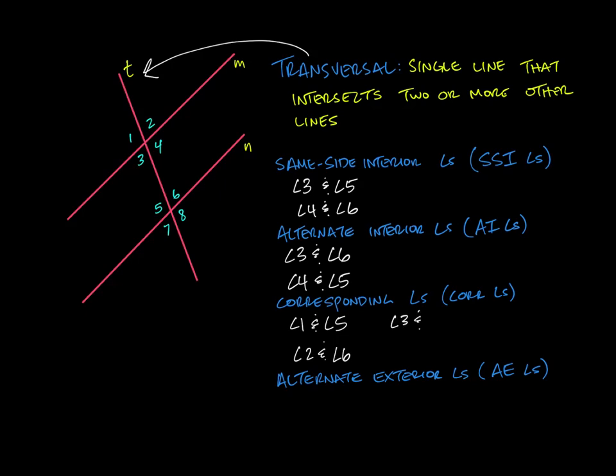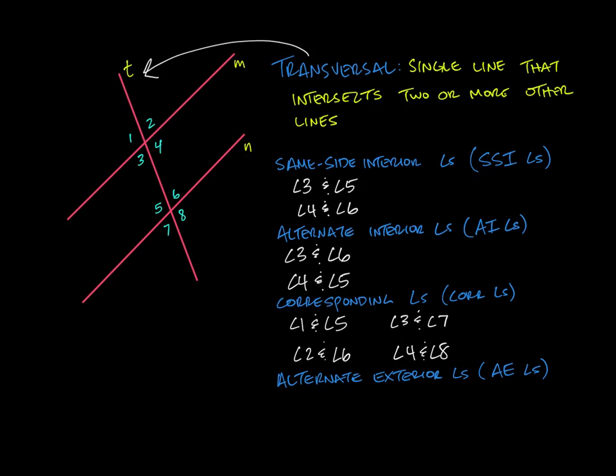Angle 3 is in the lower left-hand position, and so is angle 7. So angles 3 and 7 would be a pair of corresponding angles. And then if I look at angle 4, it's in the lower right-hand position among its group, and angle 8 is in the lower right-hand position among its group. So angles 4 and 8 are a pair of corresponding angles. So you can see we actually have 4 pairs of corresponding angles, whereas we only had 2 pairs of same-side interiors and alternate interiors.